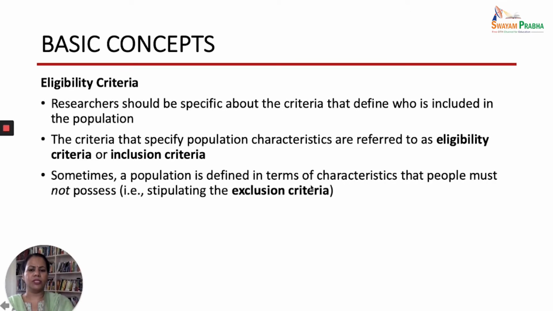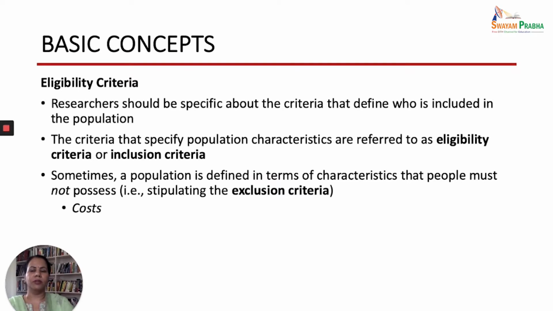Sometimes a population is defined in terms of the characteristics that people must not possess. So we are sometimes concerned that our population should not be including the people who will be having these conditions. So these conditions might be based upon different types of points. Like for example, you may think about the costs.